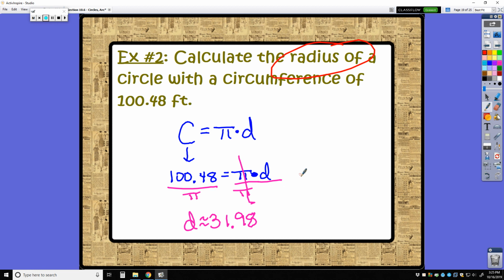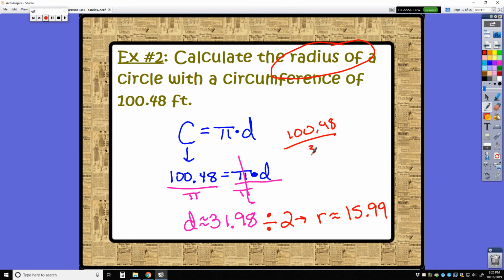And so again, the question, though, wanted to know what's the radius. So here's about the only place I can really try to trip you up, is if I ask for one thing and you give me the other answer. So if I divide that by 2, then the radius comes out to be 31.98 divided by 2, which gives me 15.99.